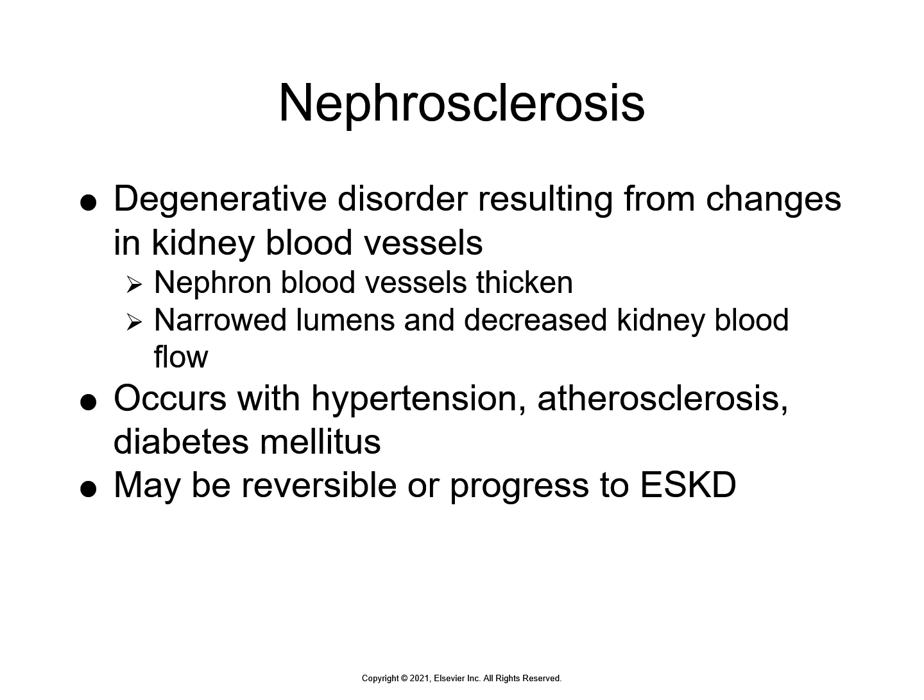This can happen also with atherosclerosis and with diabetes. This is the culprit here with diabetes. It causes these nephron blood vessels to get thick and get narrowed. It can be reversible, or it can progress on to end-stage kidney disease.